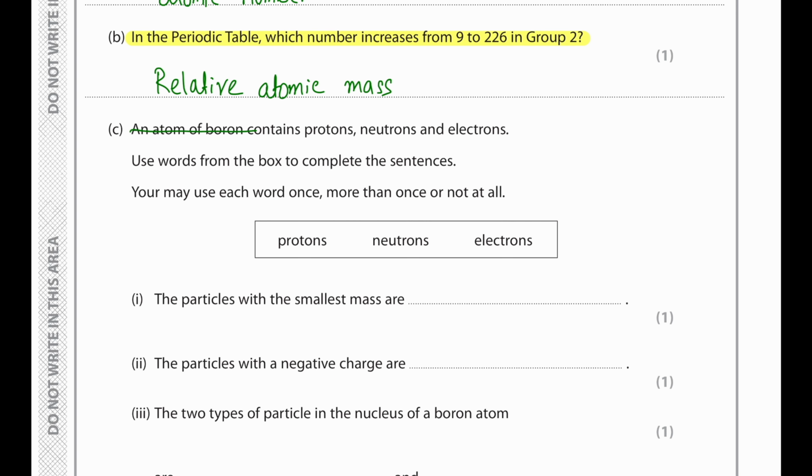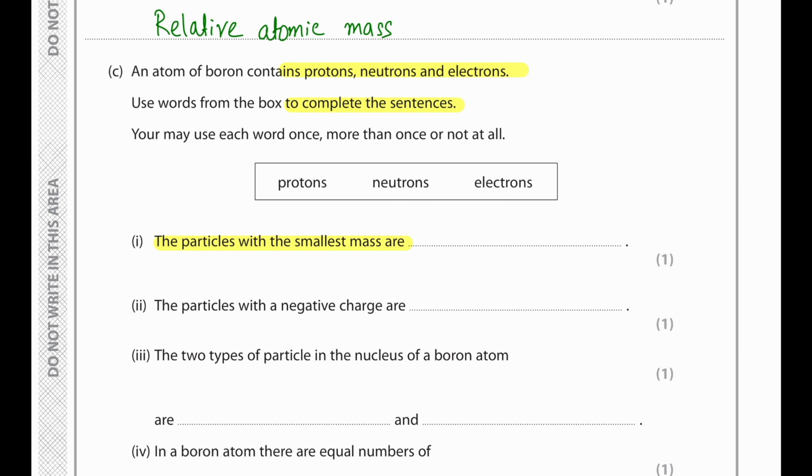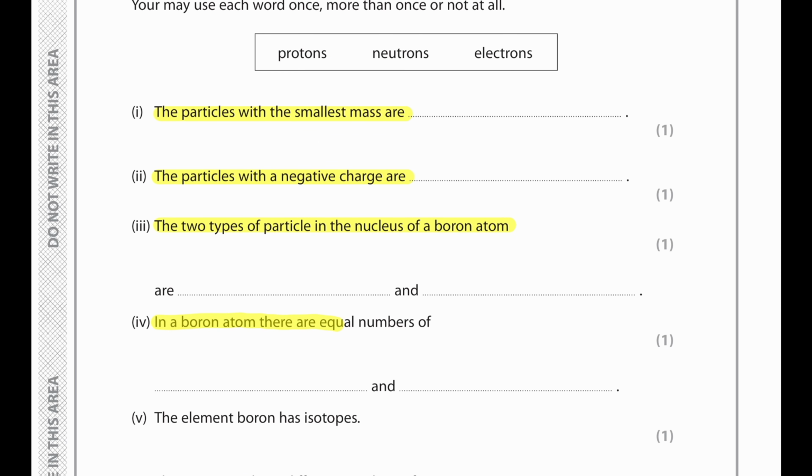An atom of boron contains protons, neutrons, and electrons. Use the words from the box to complete the sentences. The particles with the smallest mass are electrons. The particles with negative charge are electrons. Two types of particle in the nucleus of a boron atom will be protons and neutrons. In a boron atom, there are equal numbers of electrons and protons because the atom is neutral.